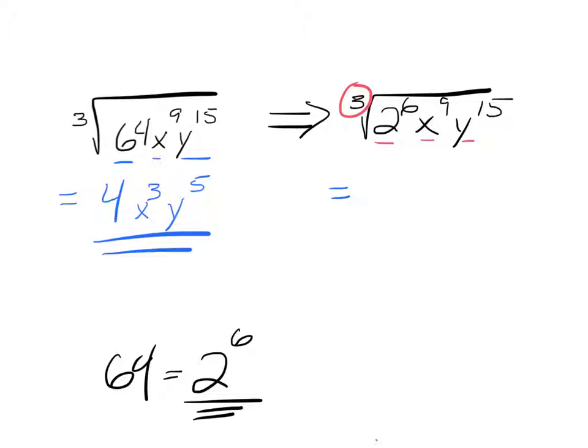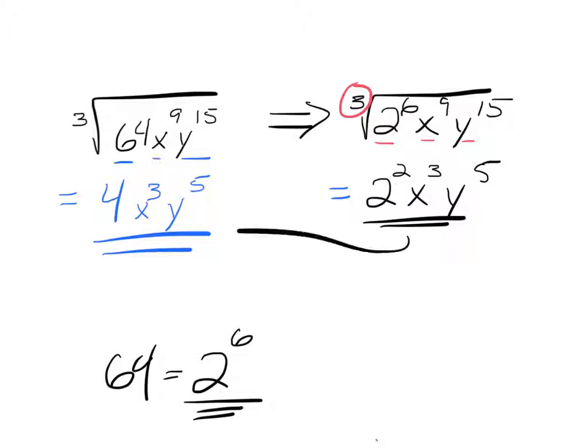And so in this case this would be 2 not to the 6th, 2 squared. The x to the 9th would become x to the 3rd, and y to the 15th becomes y to the 5th. And you can see then, if I wanted to clean this up, what I would do is take 2 and square it to get 4, which would give me the same answer as I had before.